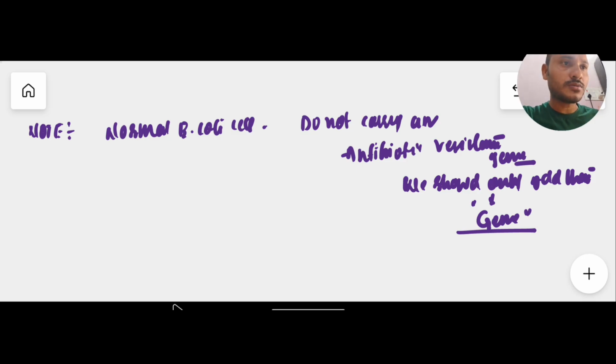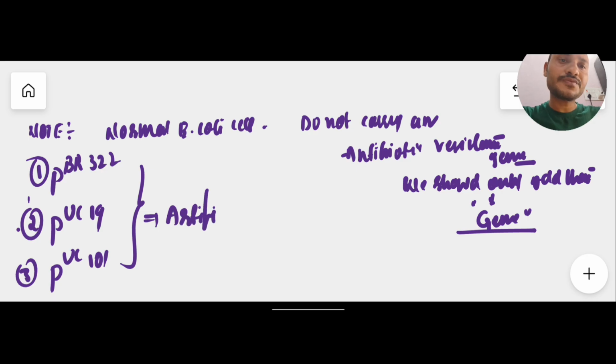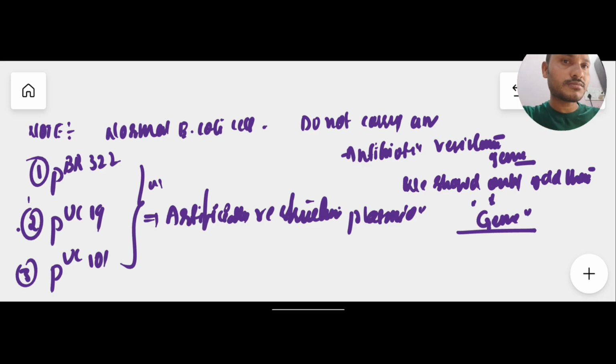So scientists created some artificially restructured plasmids. Here we will discuss the important artificially restructured plasmids as given in NCERT. That is pBR322, and also pUC19 and pUC101. All these three are artificially restructured plasmids, which means we add some antibiotic resistance genes to them. Very important: pBR322 is the most commonly used artificially restructured plasmid for rDNA technology.